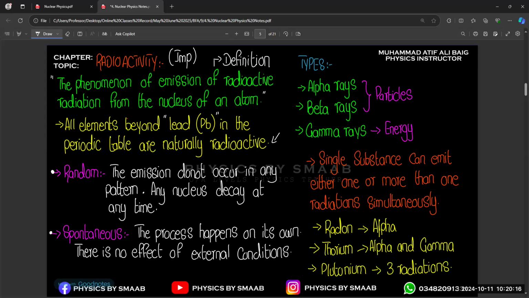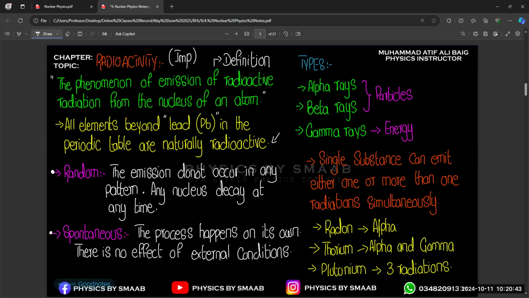Sometimes in the paper they will also ask independently, like write down the definition of random or spontaneous in radioactivity. Sometimes they ask about the definition, so that's why the definition is clearly given in the notes, and you have to learn these definitions.